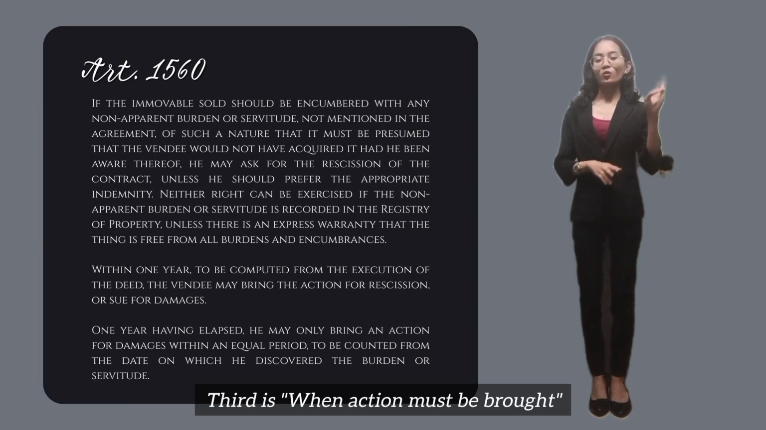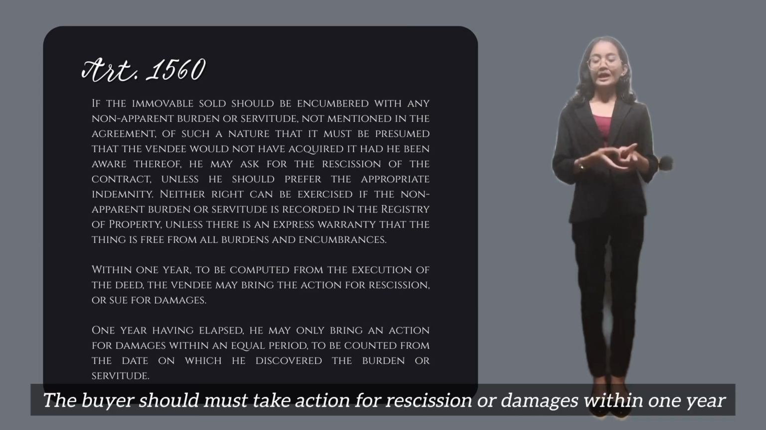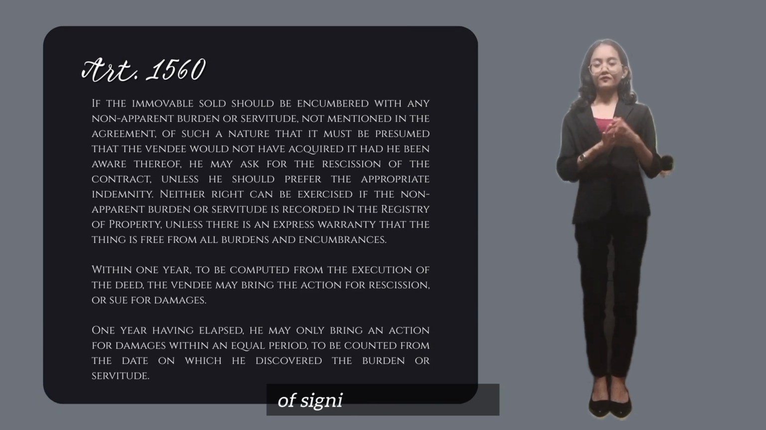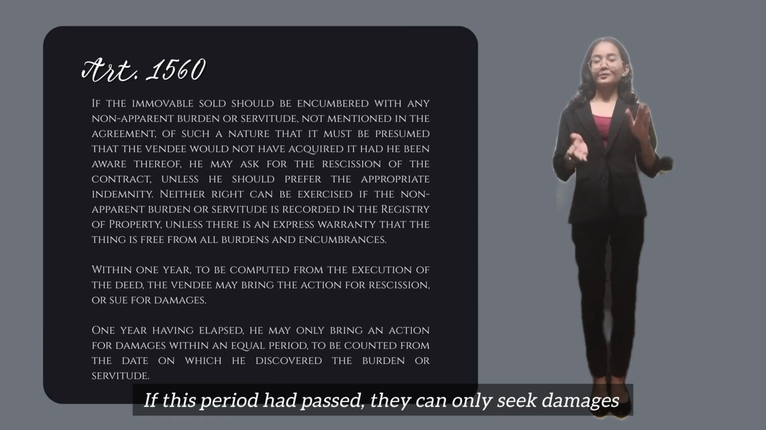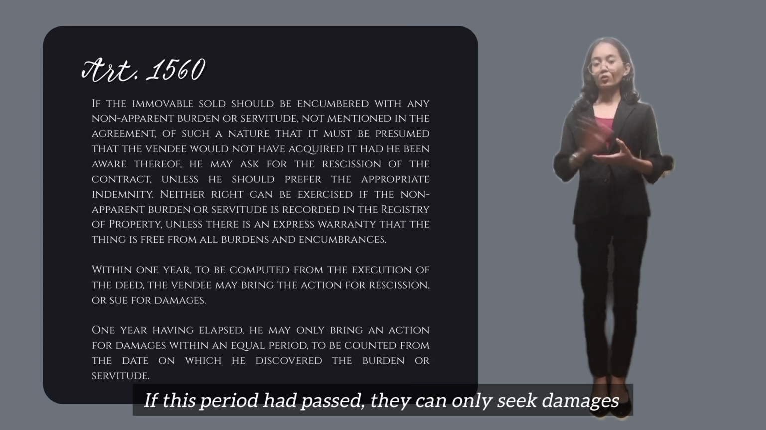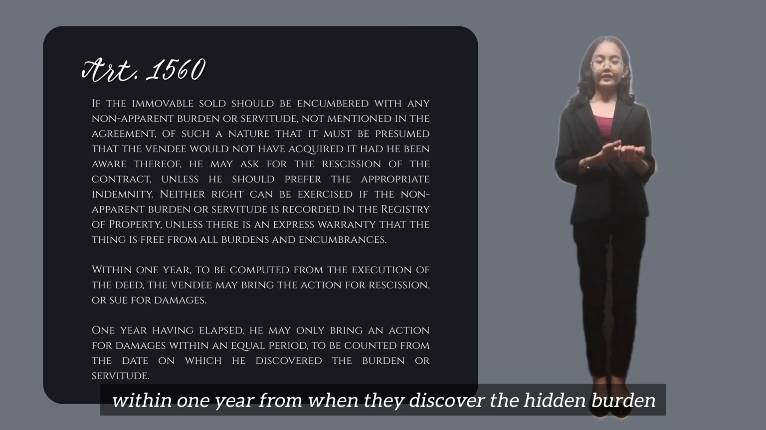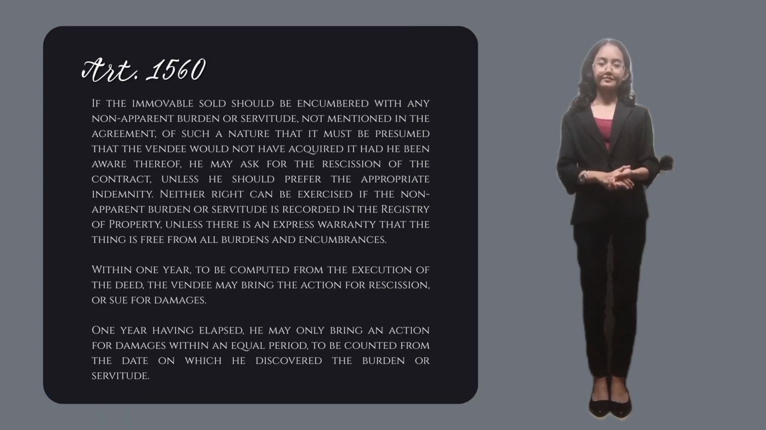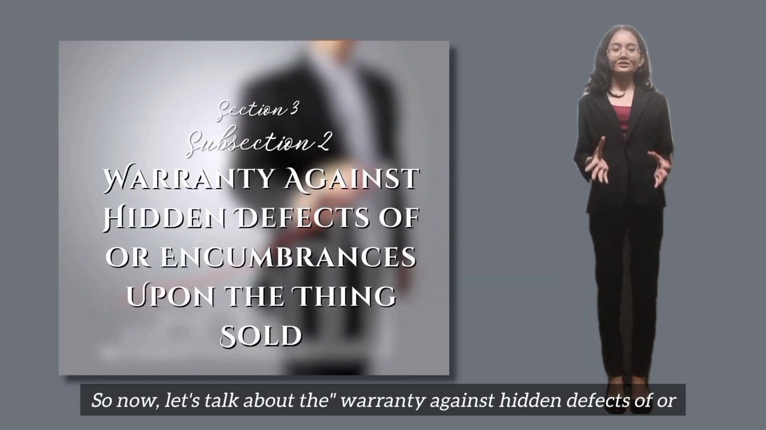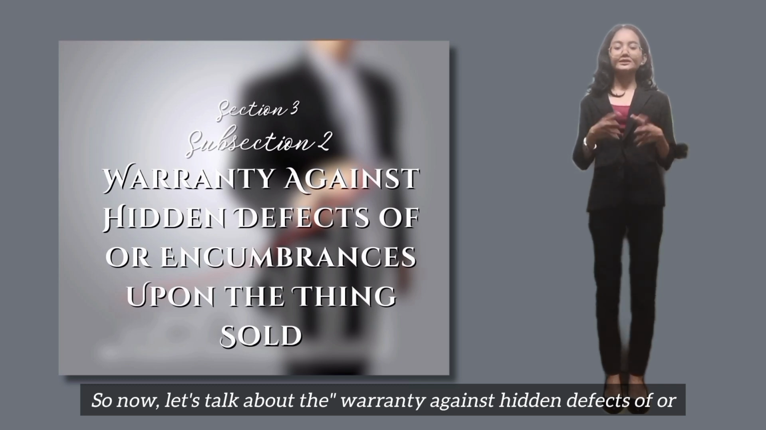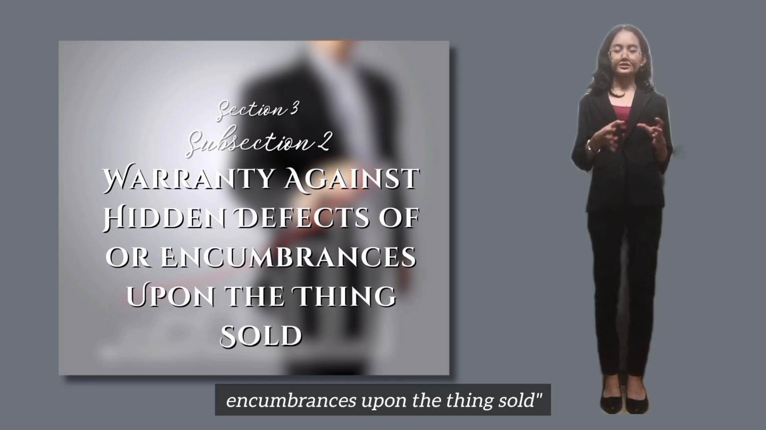And third is when action must be brought. The buyer must take action for rescission or damages within 1 year of signing the sale deed. If this period has passed, they can only seek damages within 1 year from when they discovered the hidden burden. So now let's talk about the warranty against hidden defects of or encumbrances upon the thing sold.